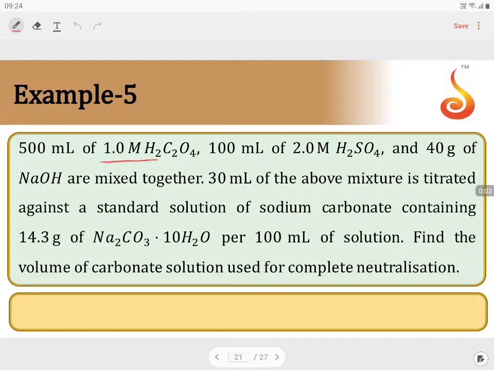500 ml of 1 molar H2C2O4, 100 ml of 2 molar H2SO4, and 40 grams of NaOH are mixed together. Now 30 ml of the above solution is titrated with a standard solution of sodium carbonate of 14.3 grams per 100 ml of solution. Find the volume of carbonate used for complete neutralization.